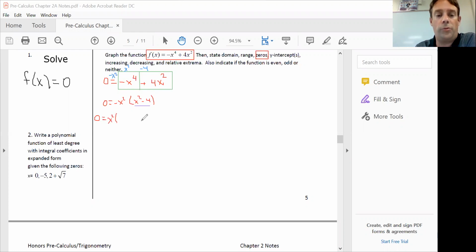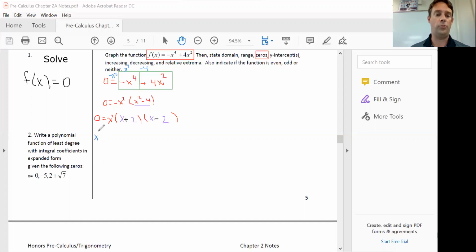They're both perfect squares, so I'm going to write it twice. Our first square root of x squared is x. Square root of 4 is 2. And then we make 1 plus and 1 minus. And notice, I'm going to have 3 roots here.